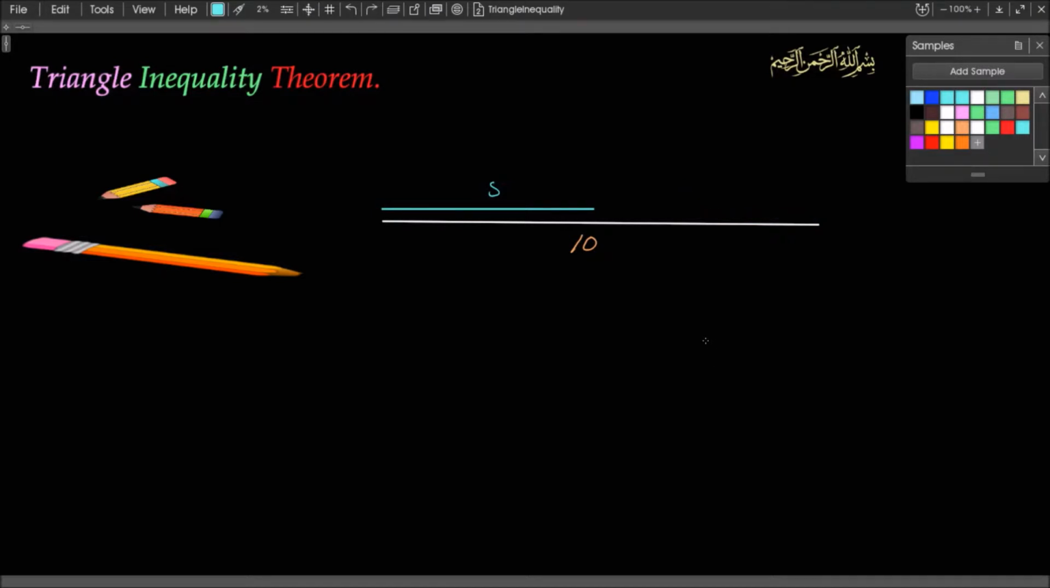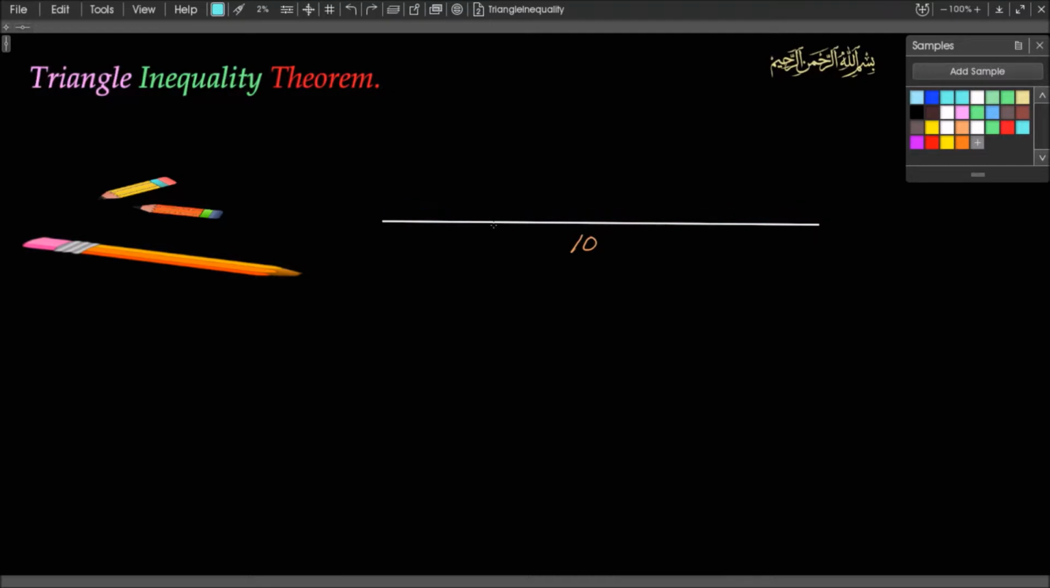Well, how about this? How about if I give you one that is like 5 and another one that's like 5? Well, are they going to make a triangle? No, because they're equal lengths, right? They're going to fall right on top of each other, right? So, no, not even that.